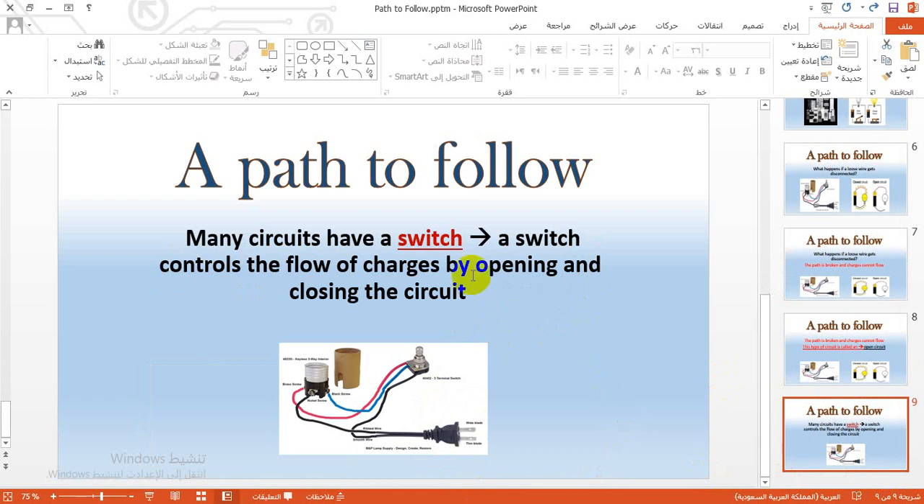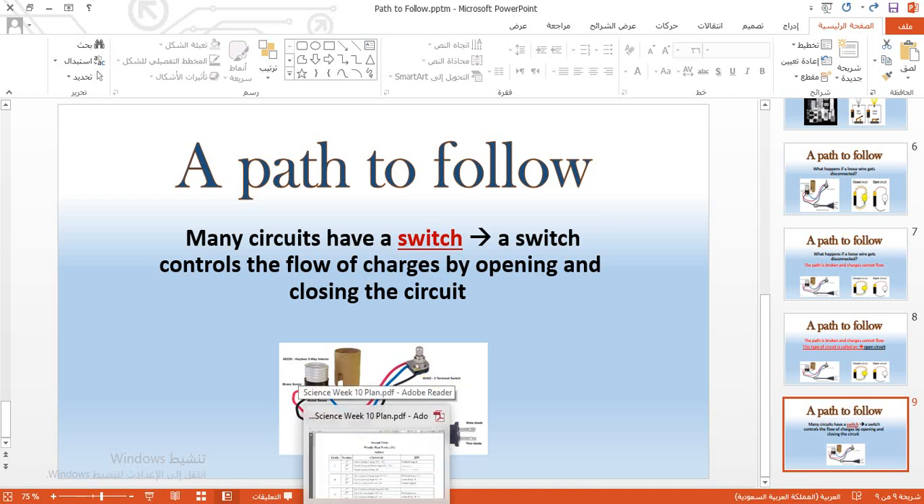So many circuits have what? Something like a switch. I told you the switch is controlling the flow. It's controlling the flow of electric charge through the wires here. So many circuits have a switch. A switch controls the flow of charge by opening and closing the circuit. From here you can open and close the circuit. This is our lesson. It's so easy, I think, right, guys?